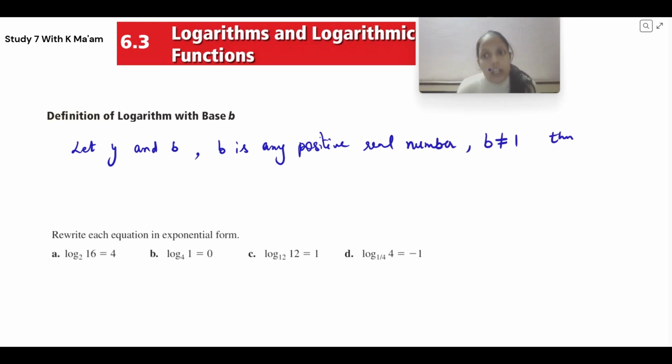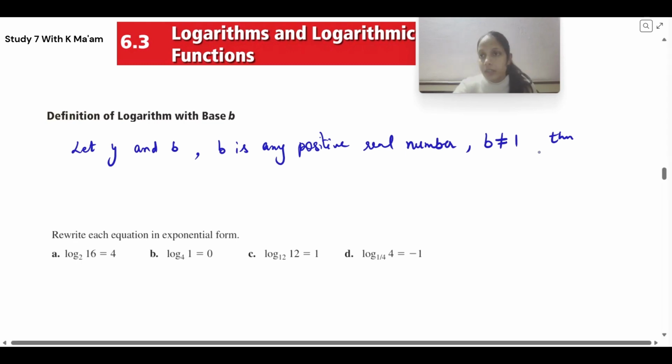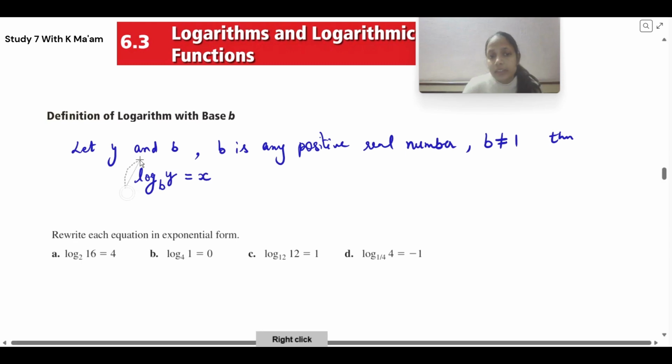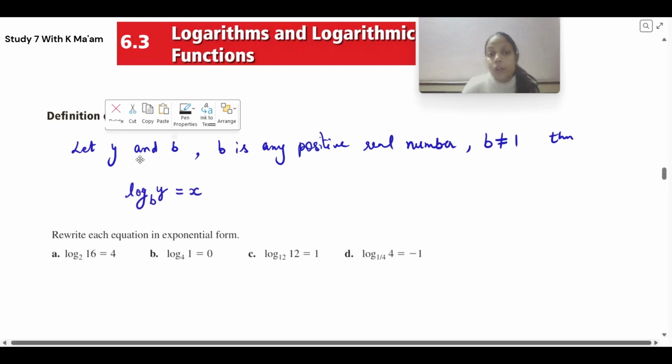Then log of y, or you can say logarithm of y with base b, is defined like this. This is how we write it. We can consider this equals some number, another variable like x. This is how we can write a logarithm.